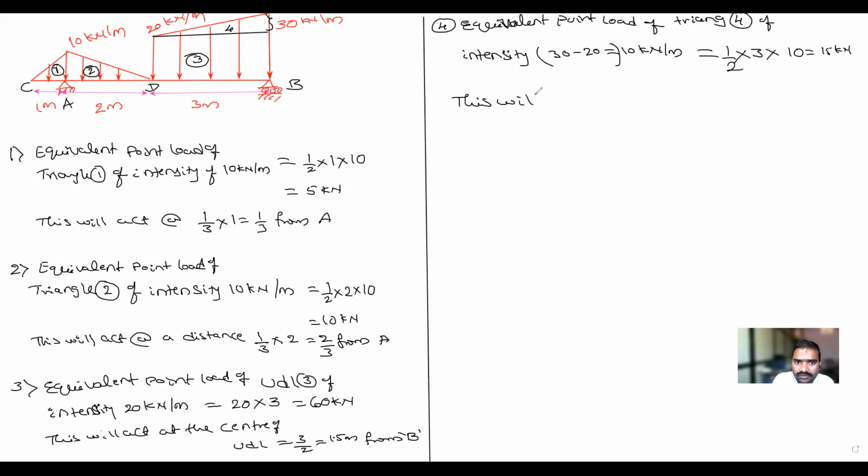This will act at a distance. How much is it? That is 1/3 from the highest loading. Where is the highest loading? At B. So from here, 1/3 of the length. What is the base of the triangle? That is 3 meter. So that is equal to 1 meter from which point? From B point. You can take 2/3 from the D point also. That is also okay. Next, I will redraw the figure.